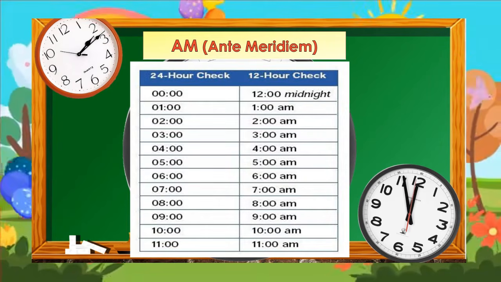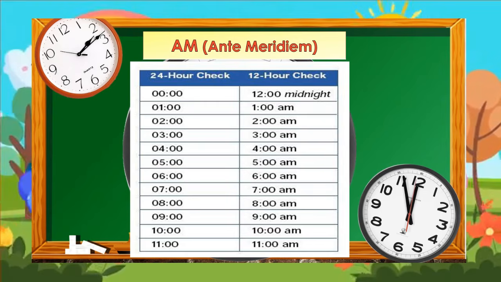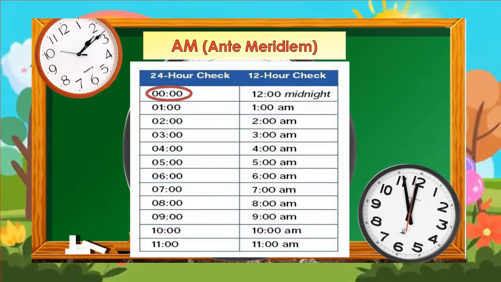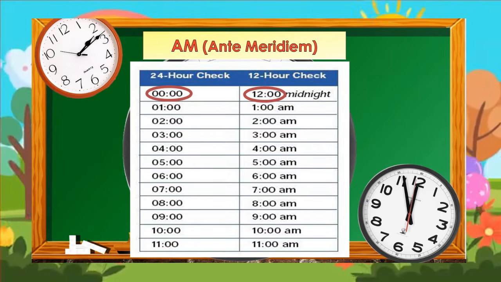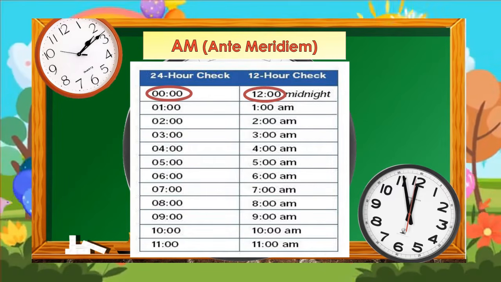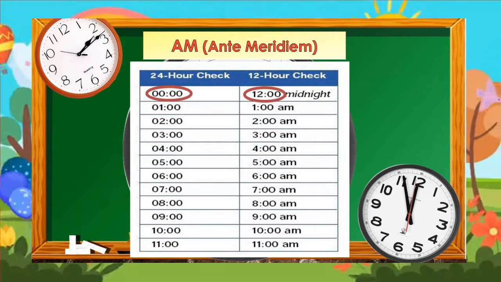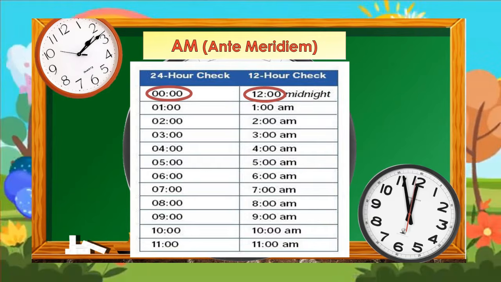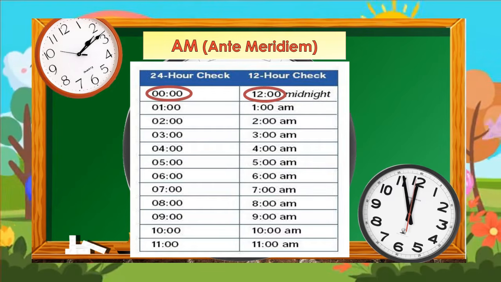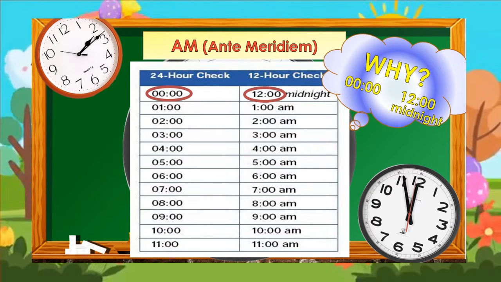I have here a table which shows the 24-hour clock and the 12-hour clock. In the 24-hour clock, the time starts at 0100 hours, while in the 12-hour clock, the time starts at 12 midnight. In the 24-hour clock, we say the time as 0100 hours, 0200 hours, 0300 hours, 0400 hours, and so on, up until 2300 hours, and then it goes back again to 0100 hours as a new day. Now, why is 0100 hours the same as 12 midnight?